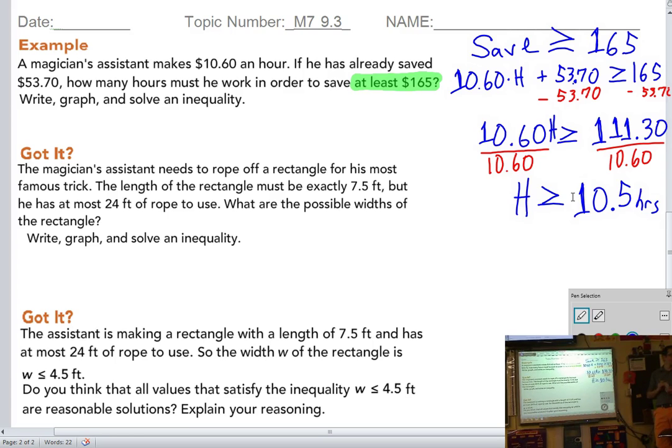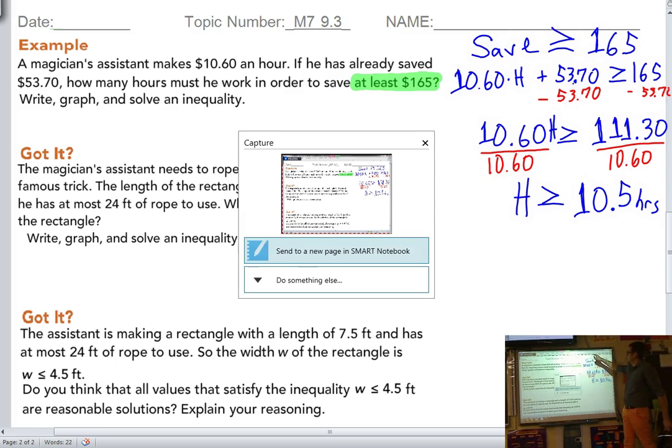Any questions? Try the got it. Now I will warn you, how many sides are there to a rectangle? How many lengths are there? Like if you have length and width. And how many widths are there? So think about that as you start to solve this problem in the got it. If you are confused, I will come around and help you.